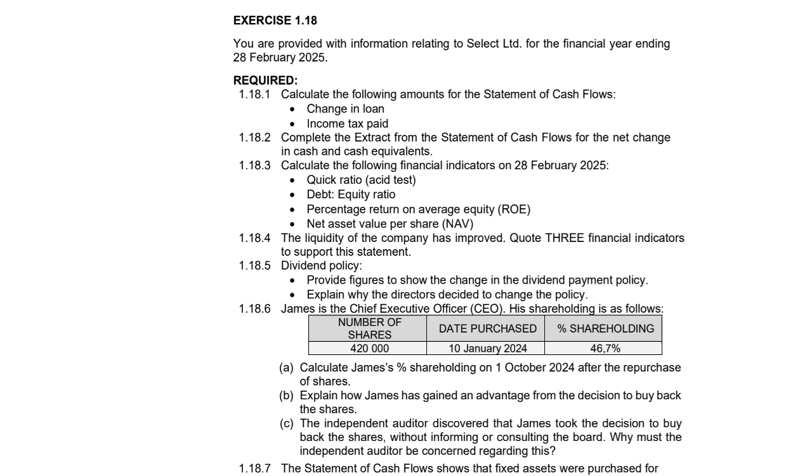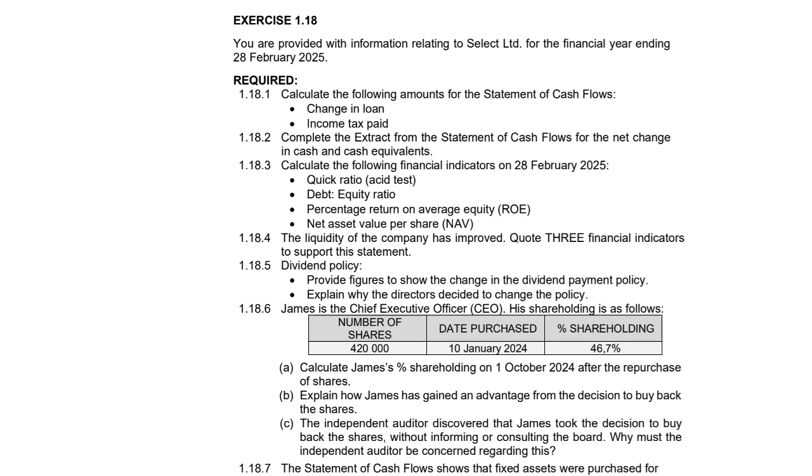1.18.4. The liquidity of the company has improved. Quote 3 financial indicators to support this statement. 1.18.5. Dividend policy. Provide figures to show the change in the dividend payment policy. Explain why the directors decided to change the policy.